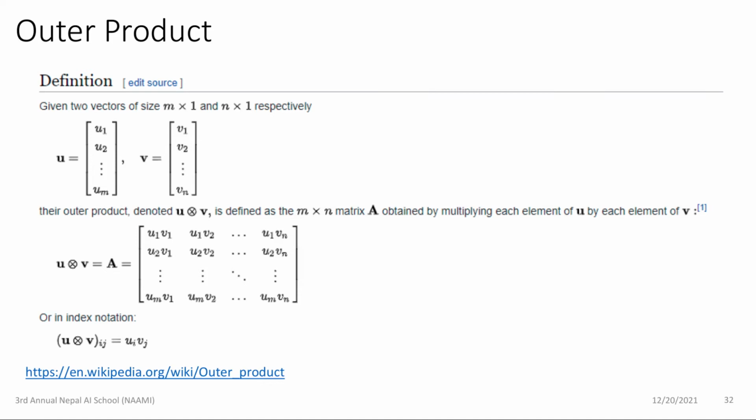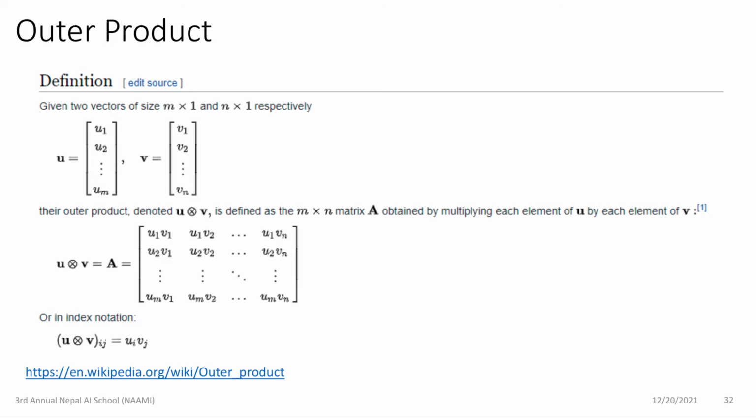Then we have the outer product, where you take one vector and scale it with each of the entries of the other vector. For example, this is from Wikipedia. I was lazy to actually type this out because it seemed pretty convenient and very well defined.